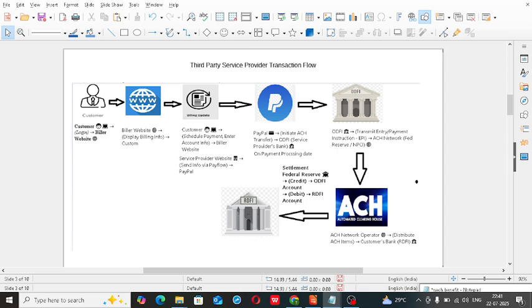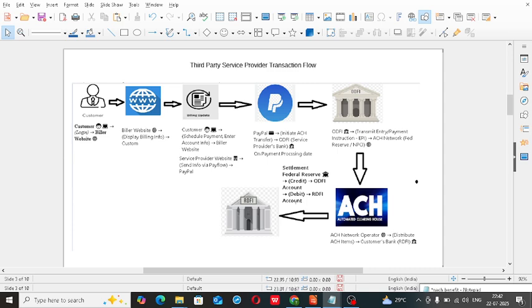PayPal initiates the ACH transaction. That ACH transaction is sent to the ODFI bank, the service provider bank, on the payment processing date. After that, this ODFI transmits the entry and passes the transaction information to the ACH network, either the Fed Reserve or NPCI.